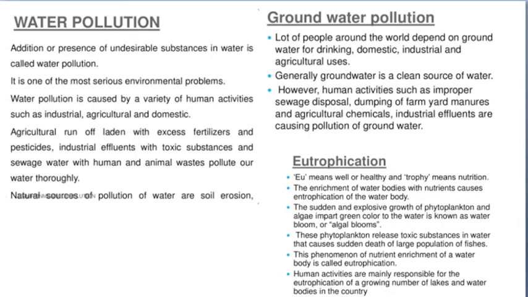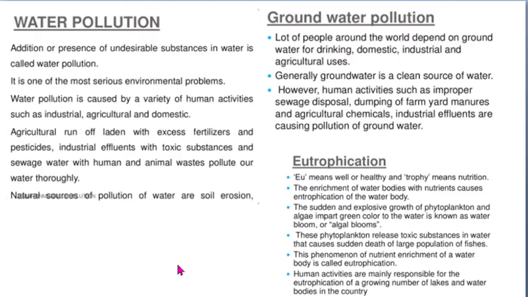See here, we have completed air pollution. Now come to water pollution. So what do we mean by water pollution? Water pollution means the addition or presence of undesirable substances in water. It is one of the most serious environmental problems nowadays. Water pollution is caused by a variety of human activities. So anthropogenic causes are very much responsible for creating water pollution, such as industrial, agricultural and domestic activities.